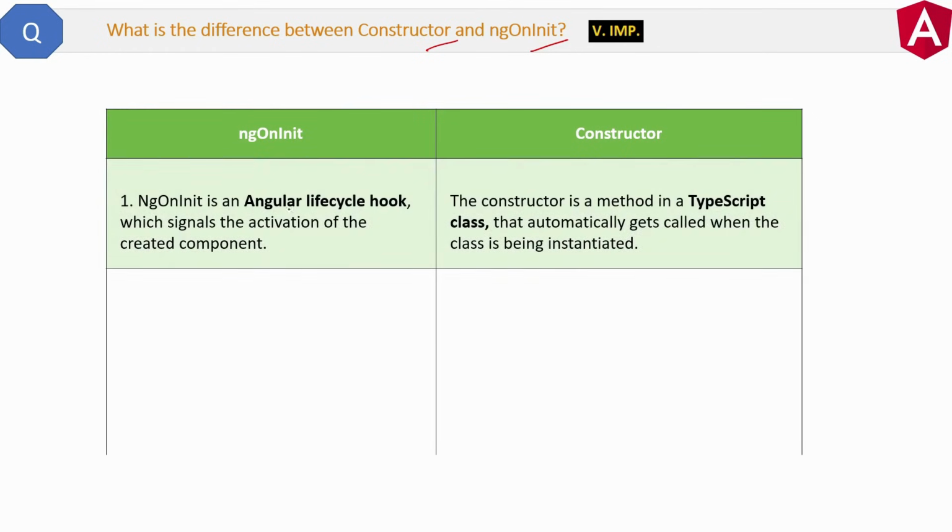ngOnInit is an Angular lifecycle hook which signals the activation of the created component. Remember, it's an Angular lifecycle hook, and when this is called, the component is already created. On the other hand, the constructor is a method in a TypeScript class that automatically gets called when the class is being instantiated. Meaning, constructor is not a part of the Angular lifecycle hooks. It's a part of the TypeScript class.